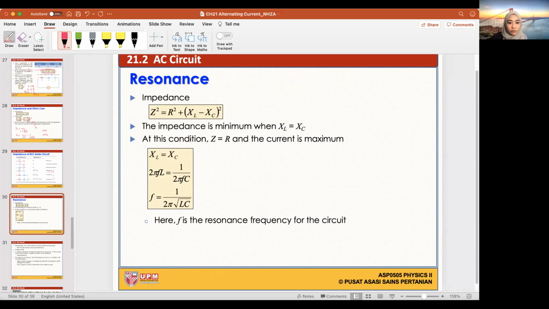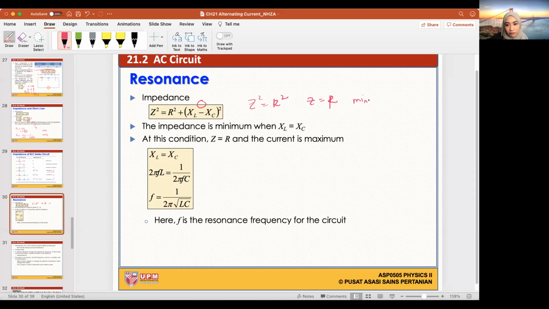Okay, so impedance is given by this equation. The impedance is minimum when XL is equal to XC. Why? Because this is our equation. When XL is equal to XC, this will become 0. So Z squared is just basically R squared. Z is just R, which is the minimum value. Remember, our circuit always have resistance. That's the bare minimum value of impedance. That's the minimum value for your AC circuit. So Z equals to R.